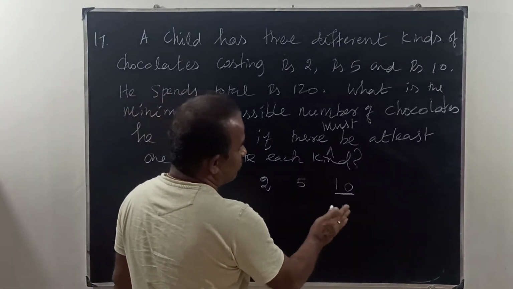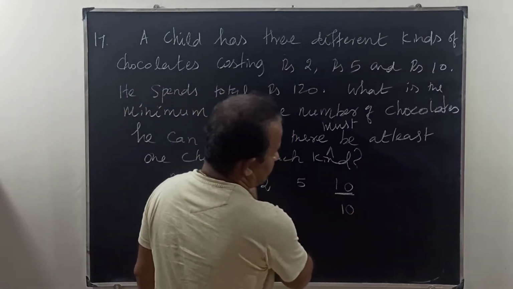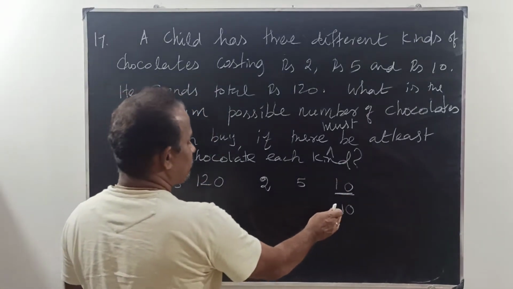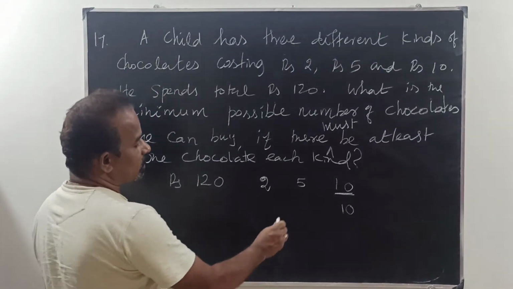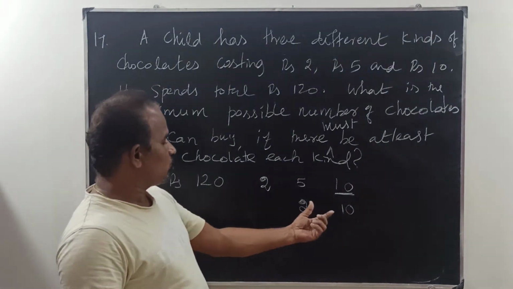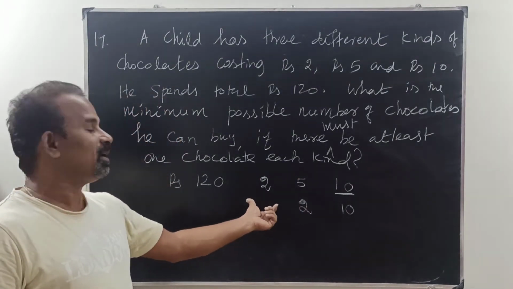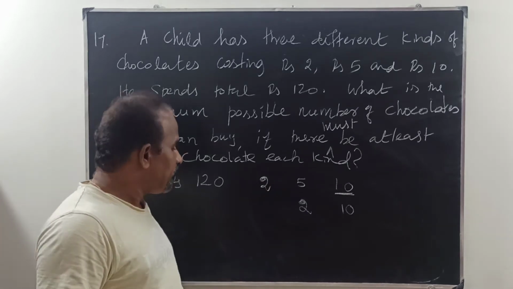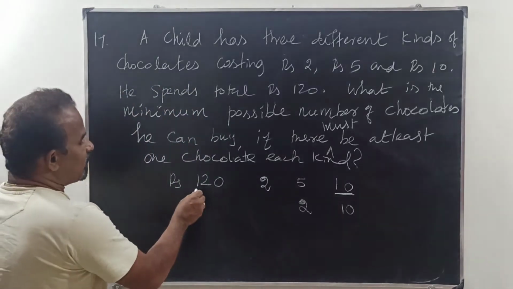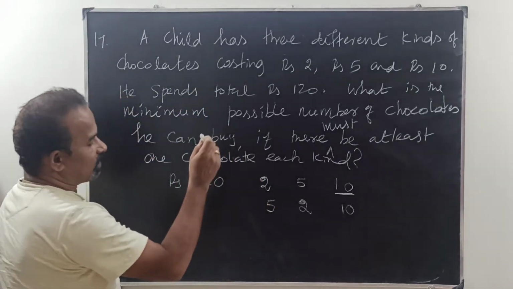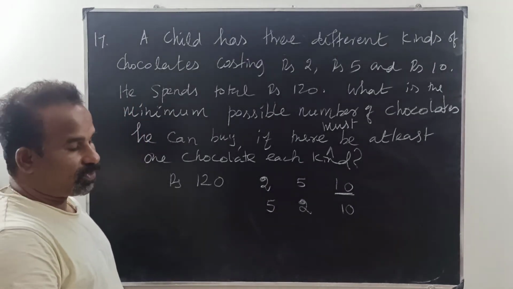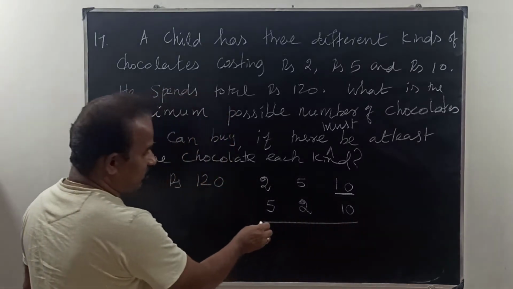Suppose we purchase 10 chocolates of 10 rupees. So this is 100 rupees. If you purchase 1 more chocolate, 115, again it will be an odd number. So the 2 rupee chocolate is not possible. So therefore this is 100 plus 10, 110. The remaining 10 rupees is 5 chocolates we can purchase, 5 into 2. So this is the minimum possible.